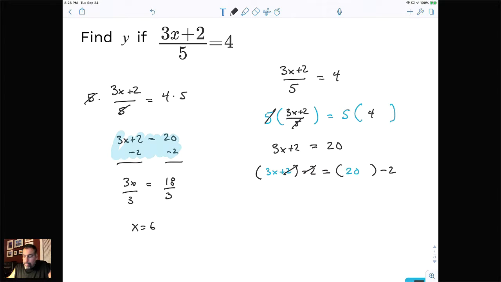That's what that plus and minus 2 are going to do. We're going to be left with 3x on this side, and we're going to be left with 18 on the other side. So now the next question is, what's the next step? They're going to tell me to divide both sides by 3. But really what I'm asking them to do is, how do you show me divide both sides by 3?